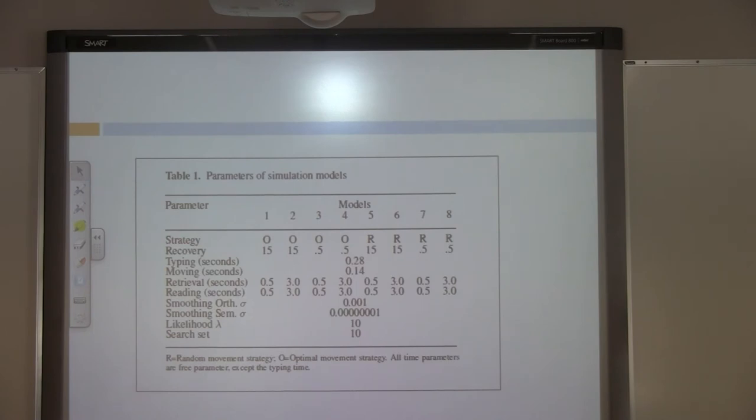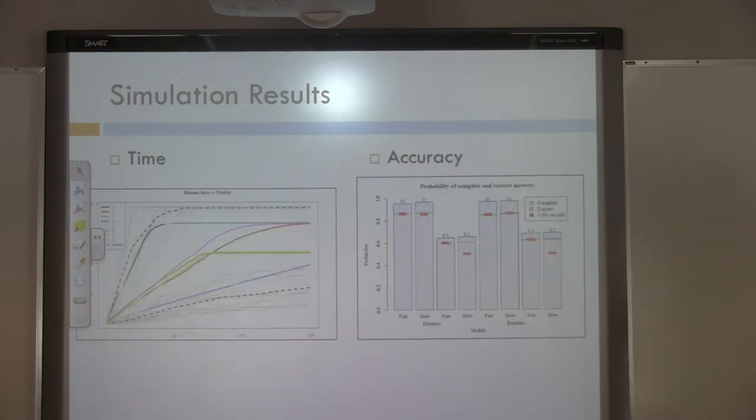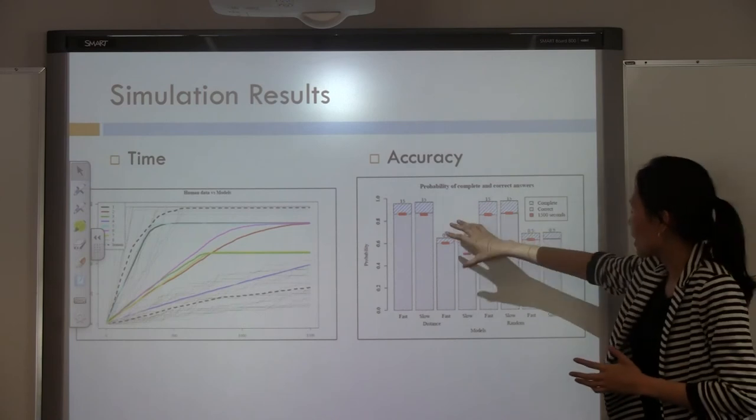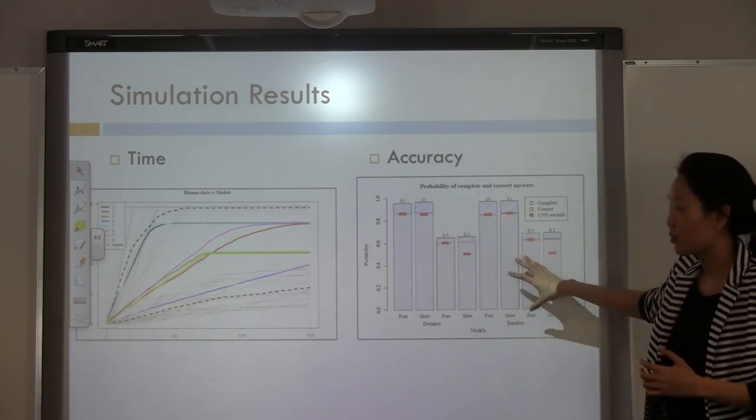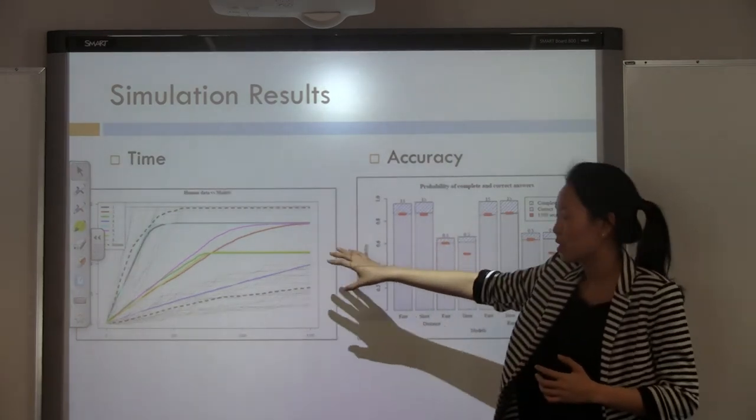And for the different models, these are the parameters of the simulation models. Models 1 to 4 have the optimal movement, and models 5 to 8 have the random movement, and this compares the retrieval and time parameters. Here you can see the results from the simulations of 8 models. This one is the optimal and this one is the random strategy. They look the same. The results for both accuracy and time are all the same.